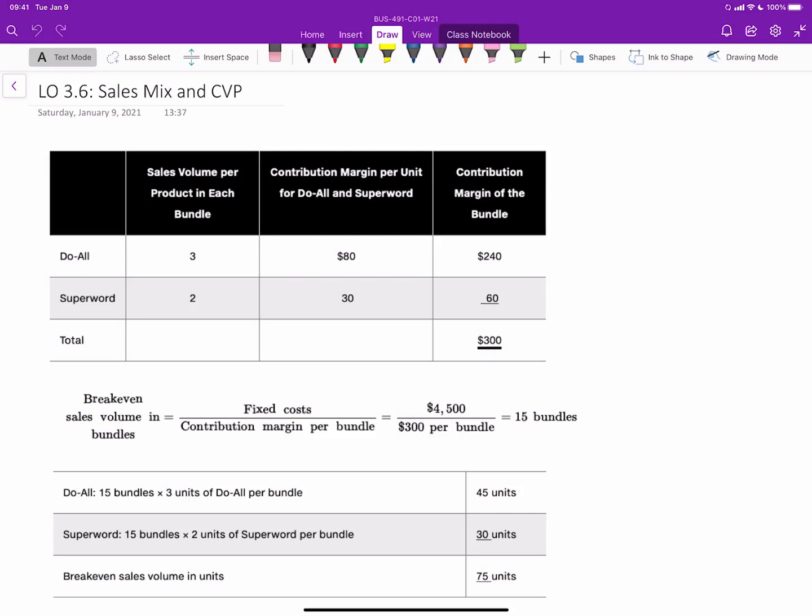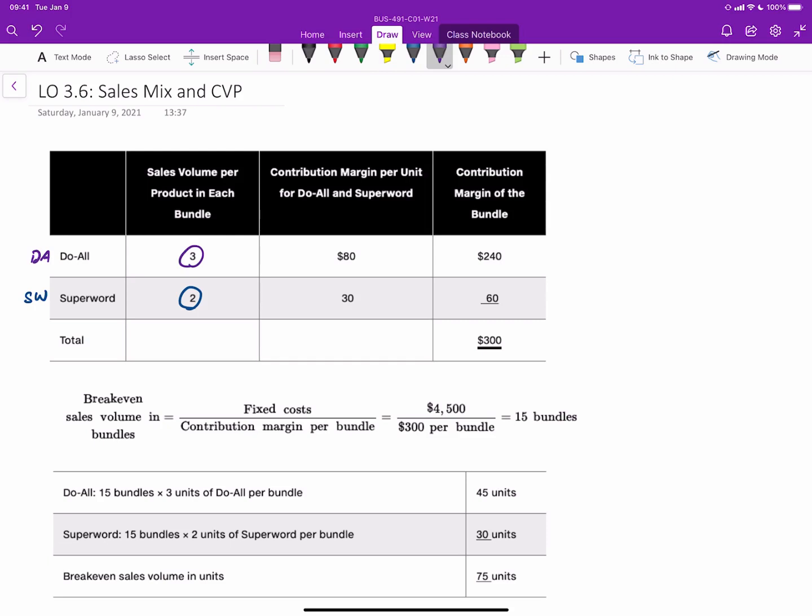Hello there. In this video, we'll look at translating the cost, volume, profit, and break-even related concepts to situations that are more reflective of the real world, where companies sell more than one product, or multi-product CVP. This corresponds to Learning Objective 3.6 in your text. The example in your text is based on two products. We have product Do All, which we'll call DA, and Superword, which we'll call SW.